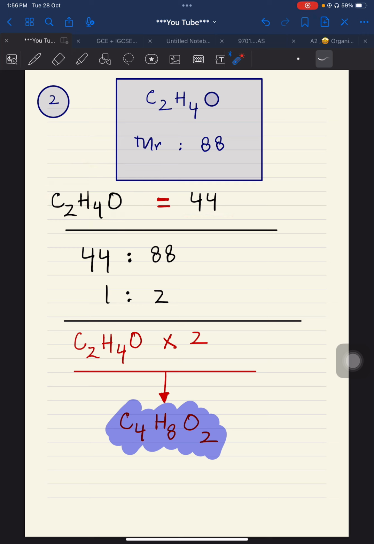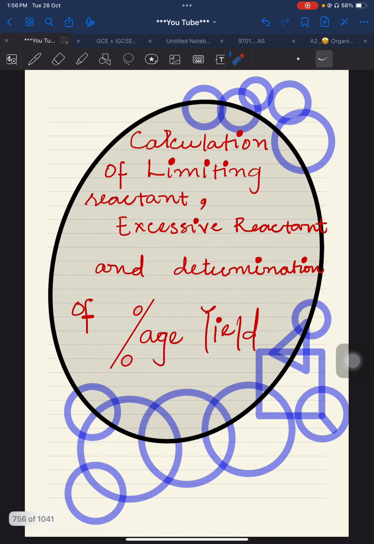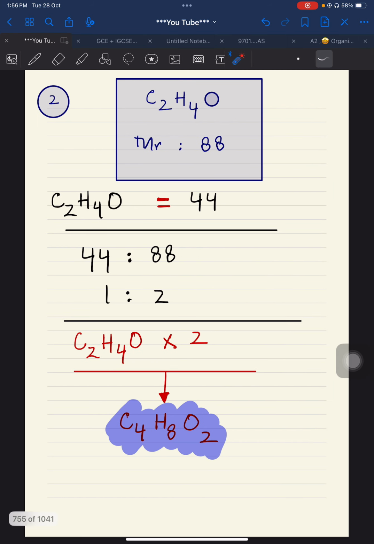Now, what is the ratio of 44 and 88? 88 is the mass given and 44 is the empirical formula mass calculated. What is the ratio of their masses? 1 is to 2. In the same way, their formula ratio will be 1 is to 2 as well. So we multiply the empirical formula by 2 to calculate the molecular formula. This is the way to calculate the molecular formula from the empirical formula. There is another related question that I will solve in the past papers practice.